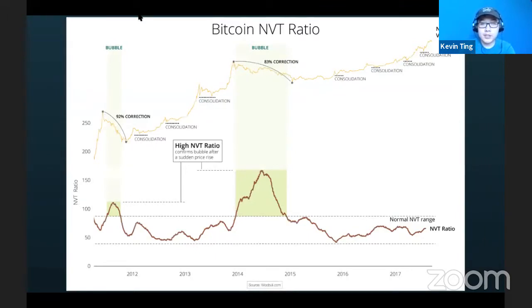But here's one picture of the Bitcoin NVT ratio. This is a little bit old, but you can see that on the bottom, this is the NVT ratio. And when it goes above its normal range and the price drops rapidly, that is when it's going to be a full-blown crash. Whereas if there's price corrections and it's within the range, then it's more likely to be a consolidation.